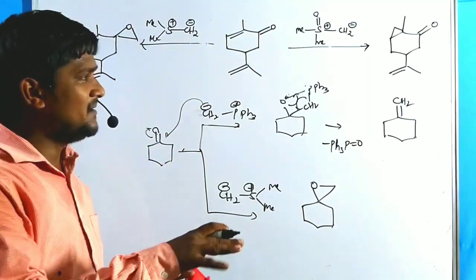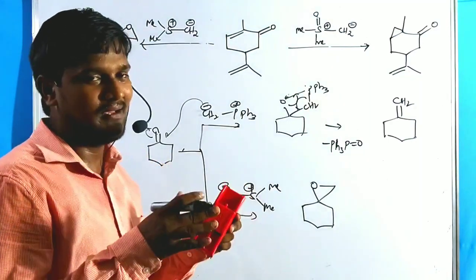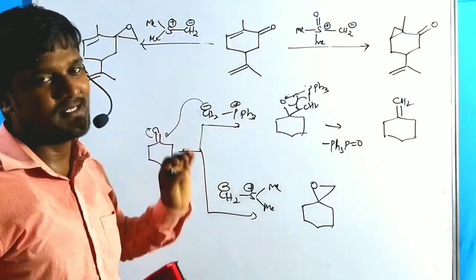So these are the basic things we need to remember, all these types of exceptions with the help of sulfur ylides as well as phosphorus ylides.